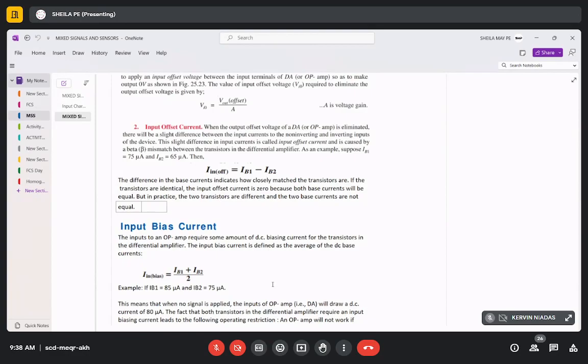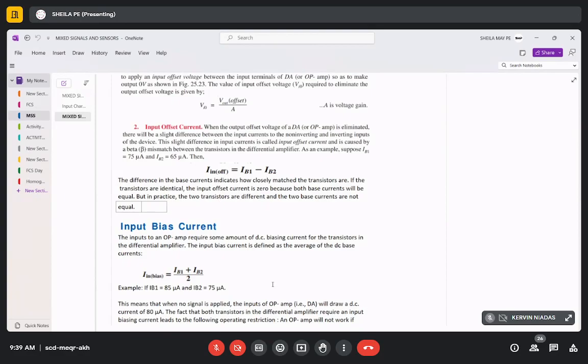Di ba class, atong gi-eliminate si voltage by applying an input offset voltage between the input terminals of the differential amplifier. Now, since atong gi-eliminate si voltage, there should be a slight difference between the input currents of the device. Kaya nga naman, remember in our Ohm's law, voltage is directly proportional to current. If you make a change in our voltage, there should be a proportional slight difference in our input current.